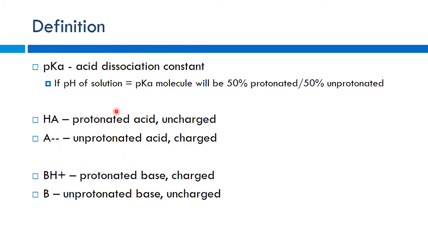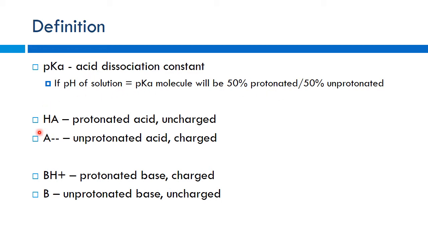So again, pKa is considered the acid dissociation constant. And so essentially one thing you can remember is that if you have a solution at a certain pH, and you put a weak acid or a weak base into that solution at the same pKa, you're going to find that the molecule will be 50% protonated, 50% unprotonated. Depending on whether it's a weak acid or weak base, that'll mean that 50% is charged, 50% is uncharged. Okay? So when the pH equals the pKa of that drug, it's 50-50.